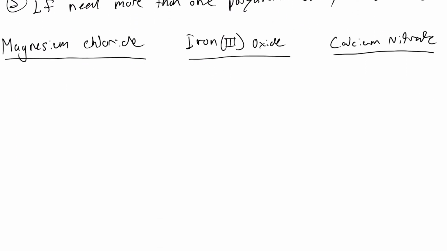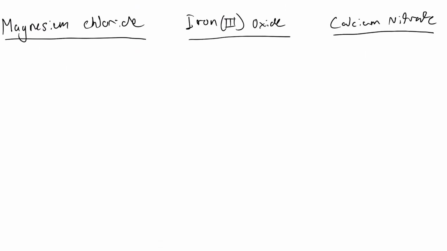So for the first example, we have magnesium chloride. Now, when we write out both the metal and the nonmetal, we get Mg2+ and then Cl-. So we need 2 Cl's to cancel out 1 Mg, and therefore the chemical formula will be MgCl2. That's the chemical formula for magnesium chloride. Let's do the second example.